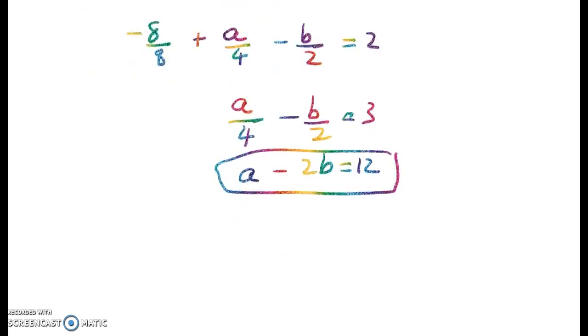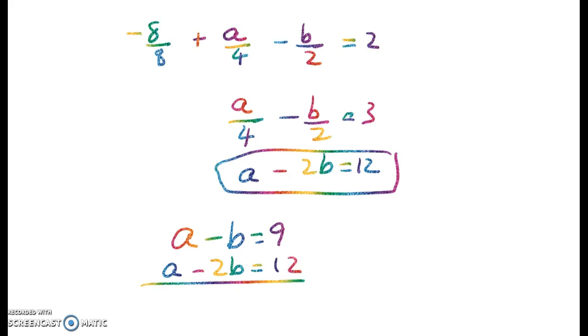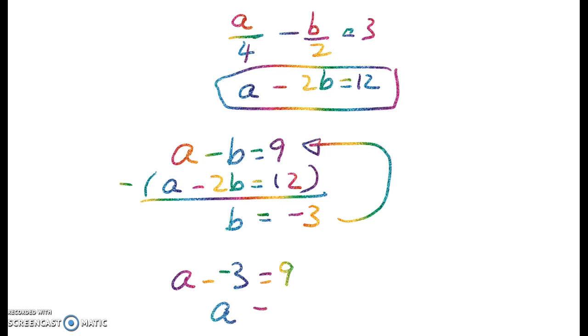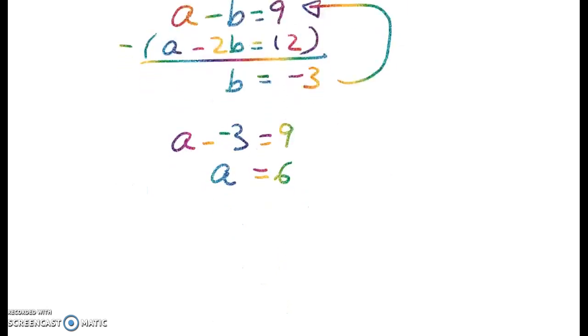And we're going to put that together with our first simultaneous equation. We've got a minus b equals 9, a minus 2b equals 12. So subtracting the second one from the first gives me b is equal to negative 3. So a minus negative 3 equals 9. Chucking it back into that one, a is equal to 6. So we've got our a and our b, and we've got 5 lovely marks, and we've solved the problem.